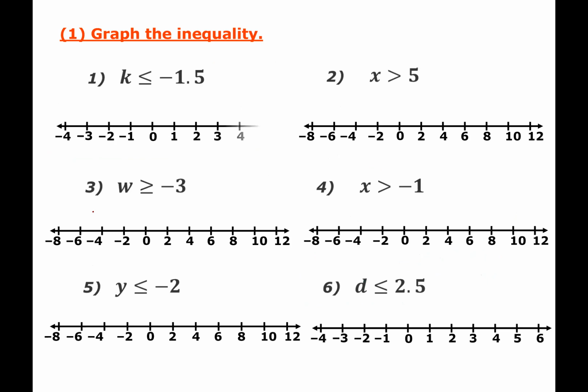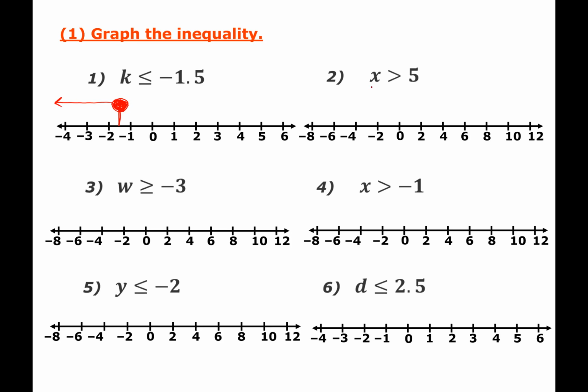These are a few examples for you to understand how to graph the inequality. Let's solve a few. First of all, it says k is less than or equal to negative 1.5. So at negative 1.5, which is between negative 1 and negative 2, I would draw a line, draw a circle. Less than means I will go to the left. I have an equal sign, which means that this circle needs to be shaded.